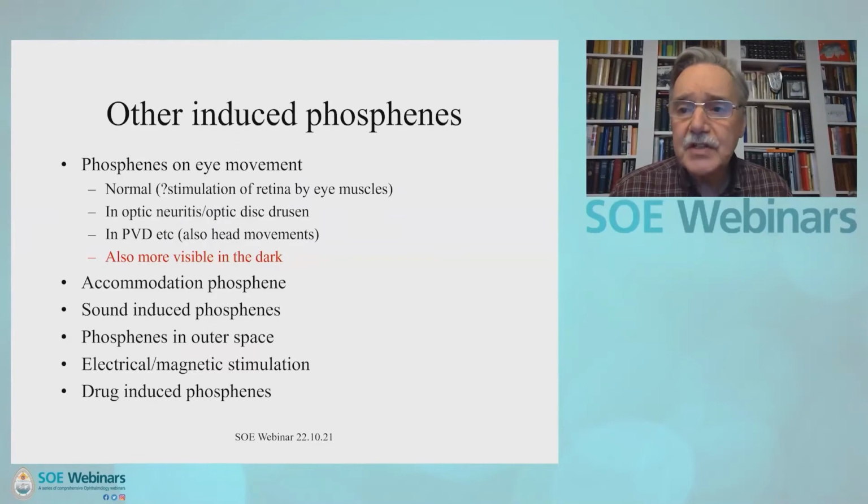So, other induced phosphenes, not enough time to go into all of these in detail, but I will mention phosphenes on eye movement. This can be a normal phenomenon. We think this may be stimulation of the retina by the eye muscles, but it also occurs in optic neuritis and occasionally with optic drusen or other optic nerve tumors and so on. And the patients will say that they see a flash of light when they move the eye in the dark. So like retinal phosphenes, these are washed out by normal light. And of course, vitreous detachments will also produce this kind of phosphene, which are evoked by eye movement, but maybe also head movements.